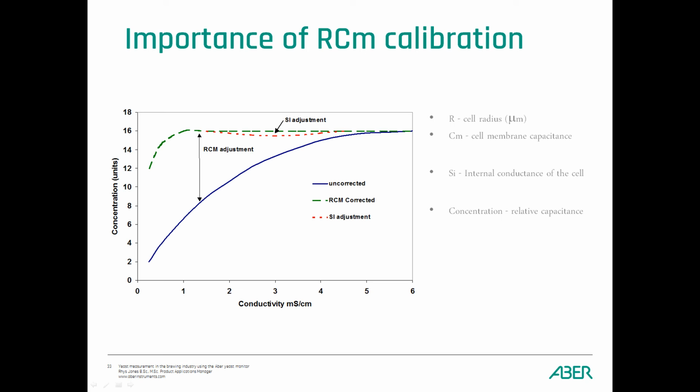Then we move on to the RCM calculation. Each yeast strain has its own unique RCM value, which can be thought of as a strain fingerprint. During the RCM calculation, we identify the RCM value at which changes in external conductivity do not impact the cell concentration. This calibration is fixed and only needs to be performed once per strain.